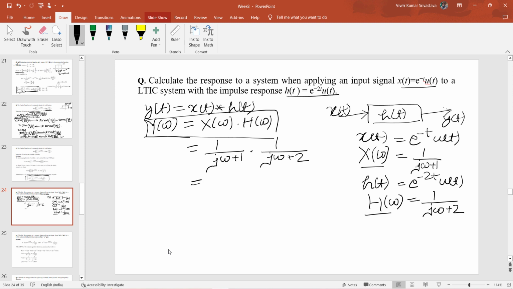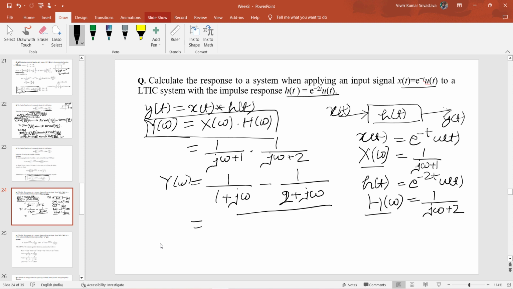Now I will use the partial fraction method. So this I can write as 1 over j omega plus 1 minus 1 over j omega plus 2. Sorry, here I am using the partial fraction method. So by using partial fractions I can write y of omega as this expression.